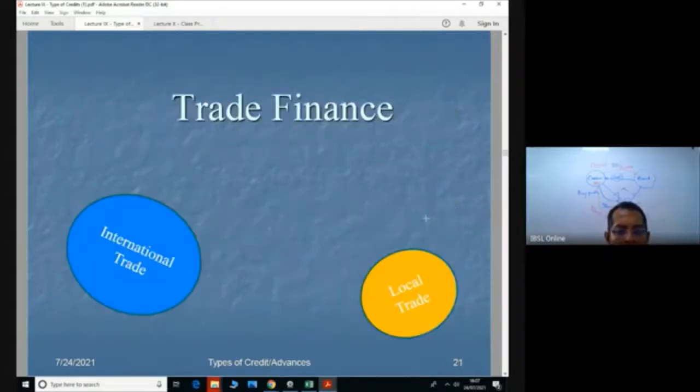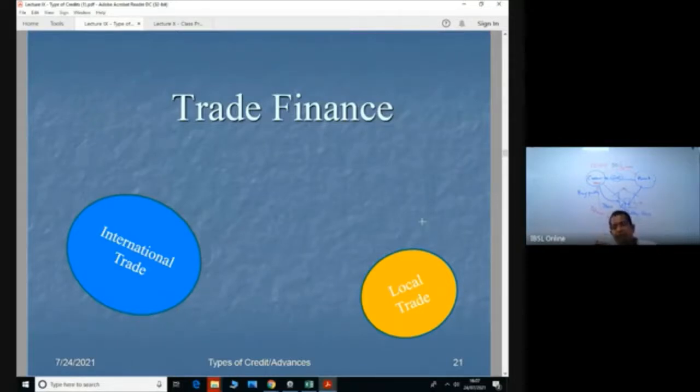Then we go to trade finance. When we talk about trade finance, we have two types: internal trade finance and external or international trade finance.